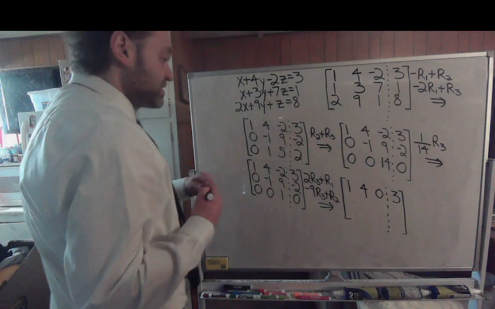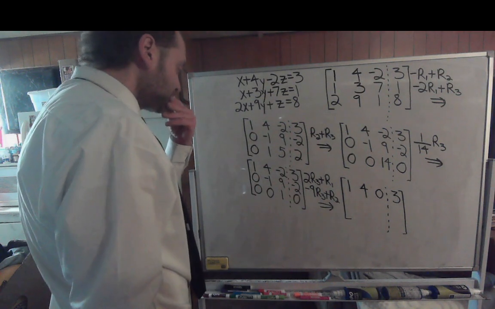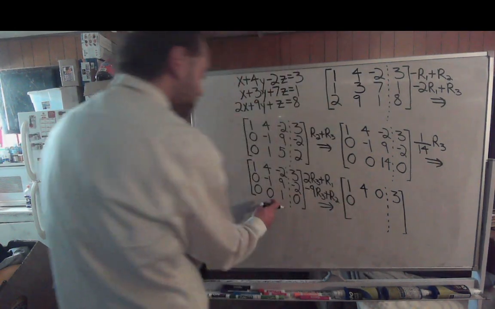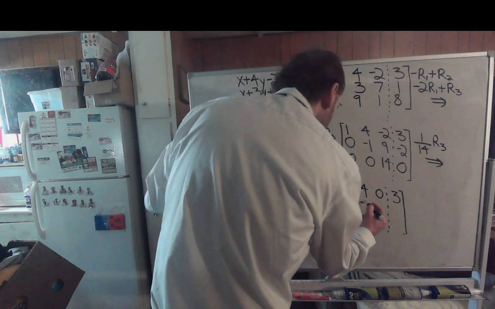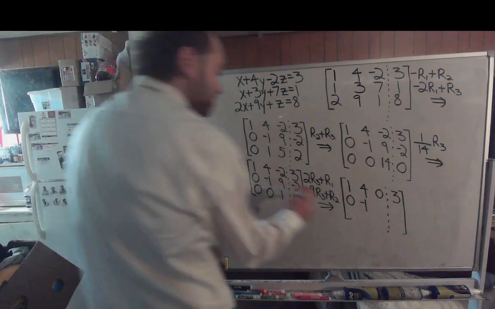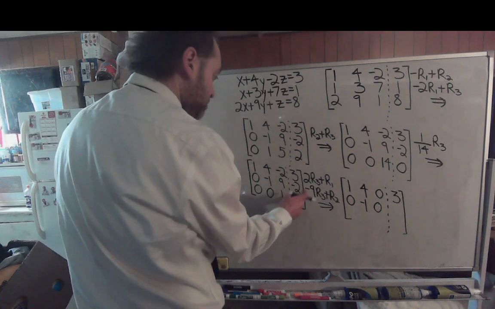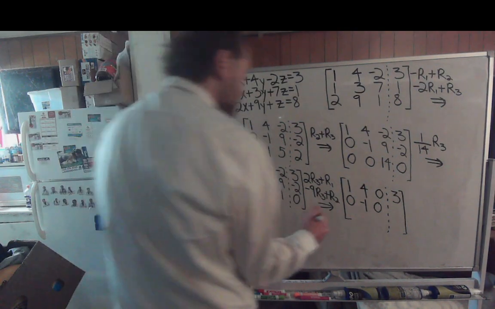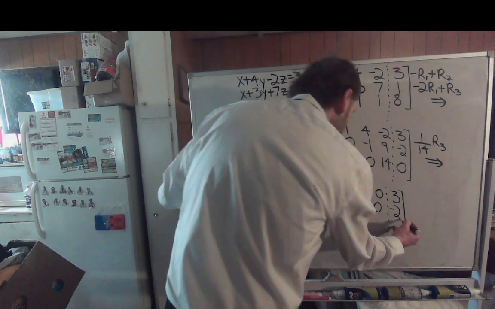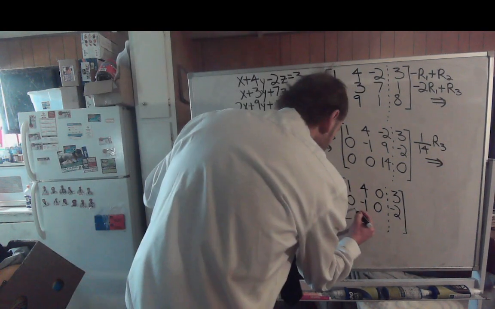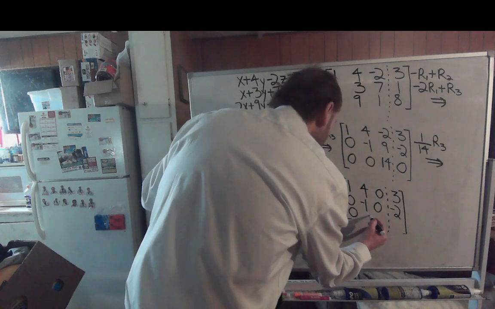All right, now let's deal with rows 3 and 2. 0 plus 0 is still 0. 0 plus negative 1 is still negative 1. Negative 9 plus 9 is 0. And then let's see, 0 plus negative 2 is going to be negative 2. Then you still have row 3.